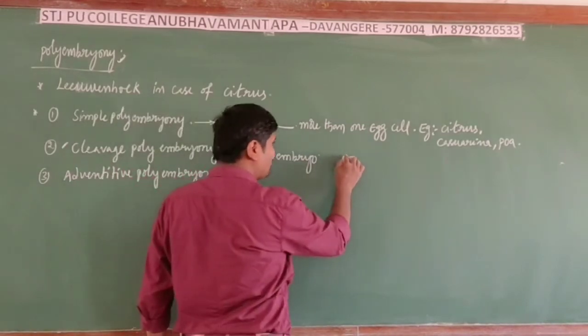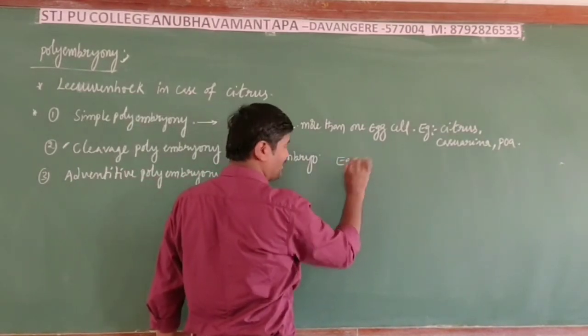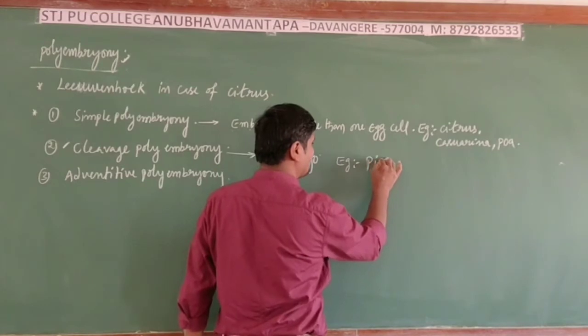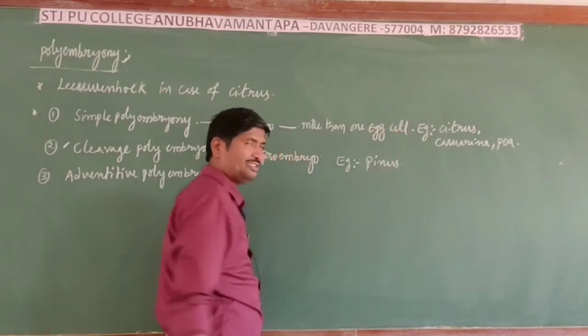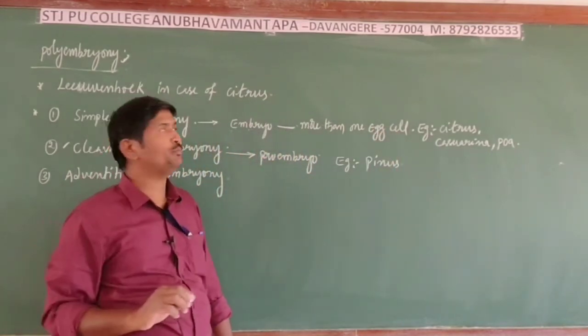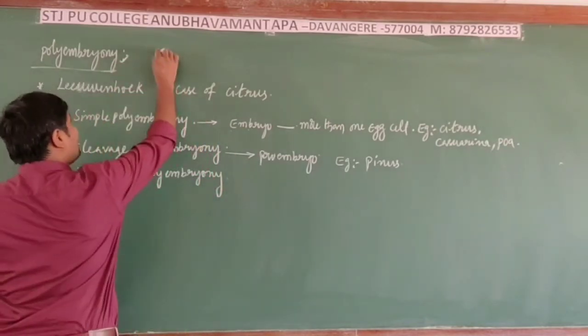The best example for cleavage polyembryony is Pinus. It belongs to the gymnosperms. It is a very important point: polyembryony is common in gymnosperms.